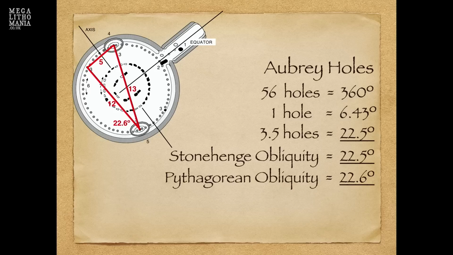And so we end up with this triangle, which is a 5, 12, 13 Pythagorean triangle. And that has a specific angle. It has an angle of 22.6 degrees, which confirms our 22.5. That's the closest you can get with Pythagorean triangles to 22.5. It's another confirmation that they were looking at this special angle of 22.5 degrees.